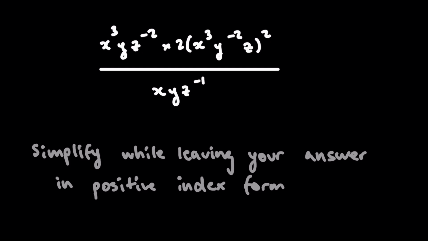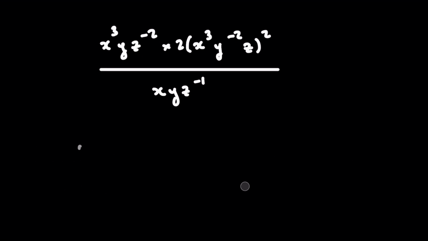Okay, so when we're trying to solve this question, the first thing I would do is I would expand all the brackets. I'd worry about simplifying the negative indices at the very last step. So let's do that first. Let's first expand these brackets.